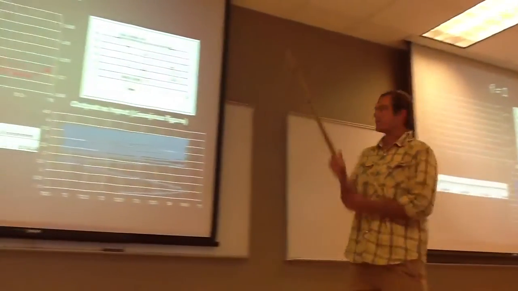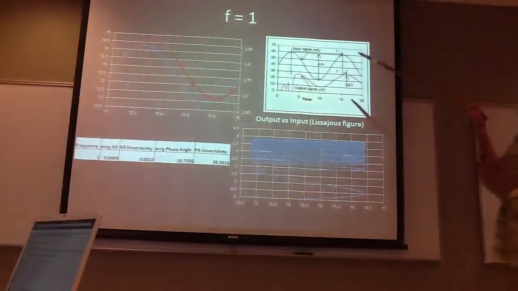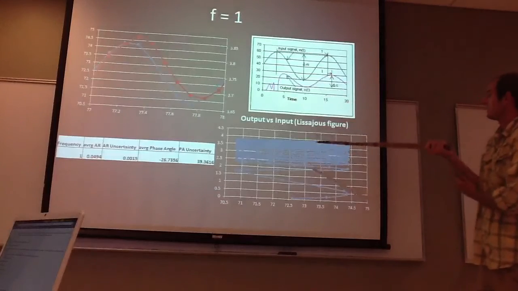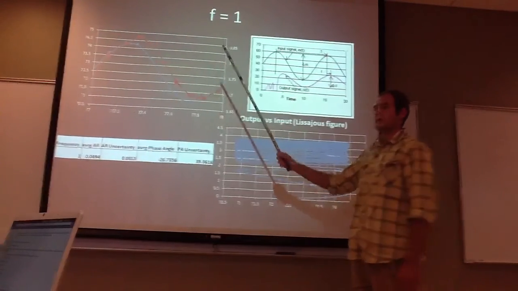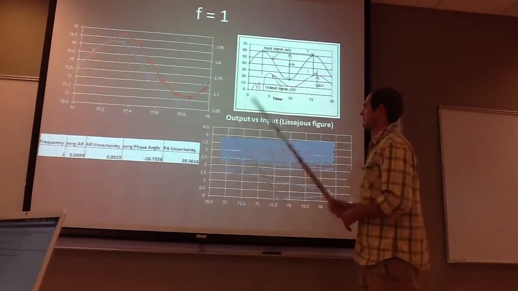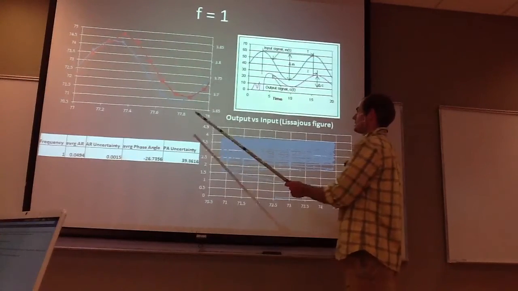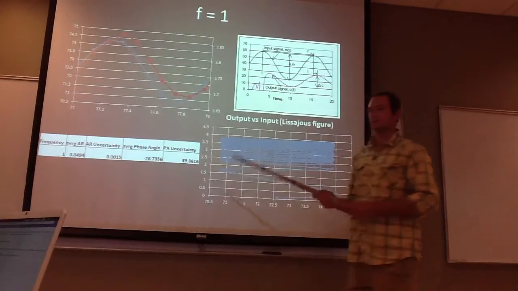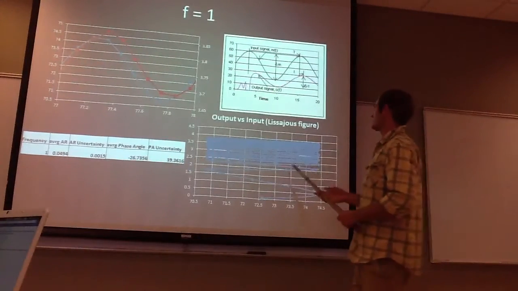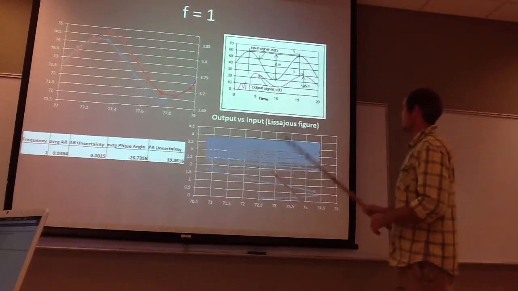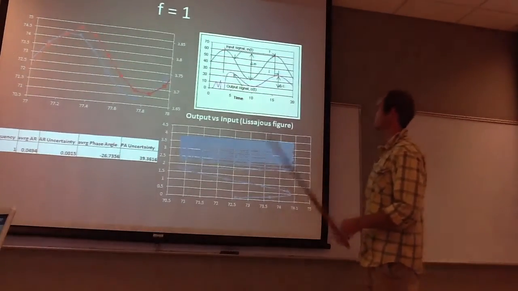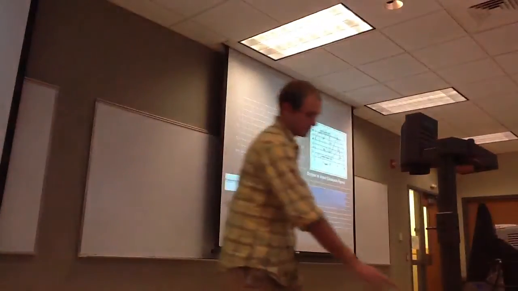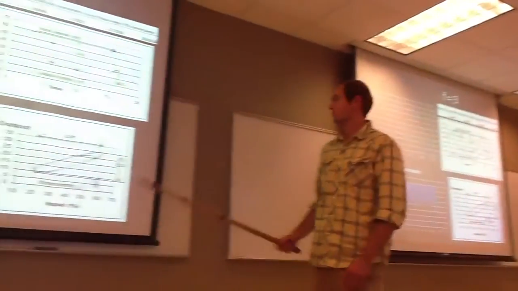And this is some more variables for our frequency of 1. As you can see, as the frequency starts going up, the output and input will start delaying more. They won't exactly be in phase with each other like they are at slower frequencies. Again, there's the output versus input graph and our values.